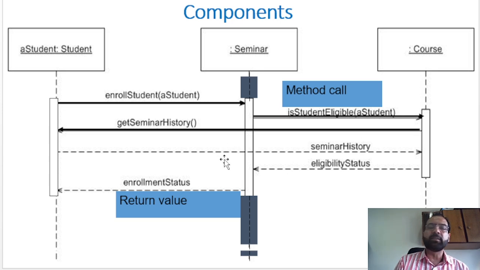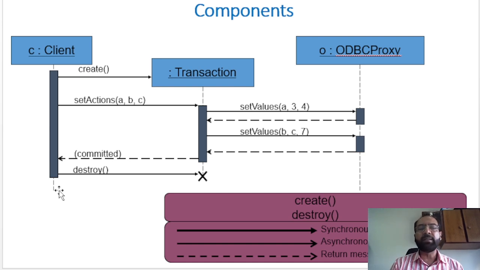Here also this is a return call, although it is from a student to the course, because the course has asked the student to get the seminar history. That historical information is needed by the course, and there is a return as a seminar history which is passed on to the course. On the basis of that there is a return called eligibility status, which is evaluated in the seminar, and then the enrollment status is sent as a return call to the student. So there are various types of arrows used in this diagram: one arrow is the darker one, the second one is the less dark one, and the third one is the dotted line. These three different arrows represent three different types of communication messages.